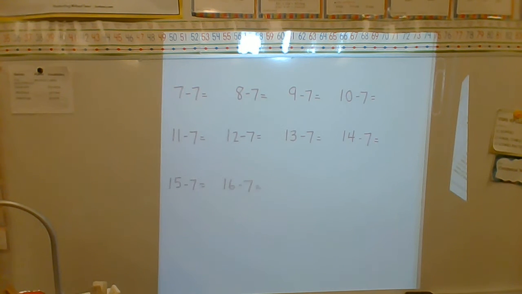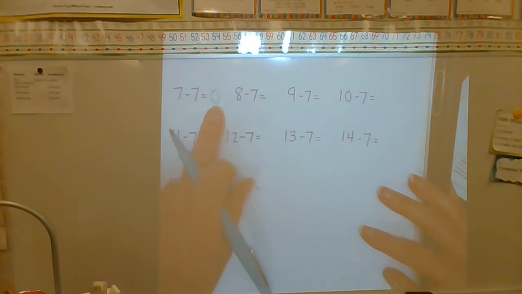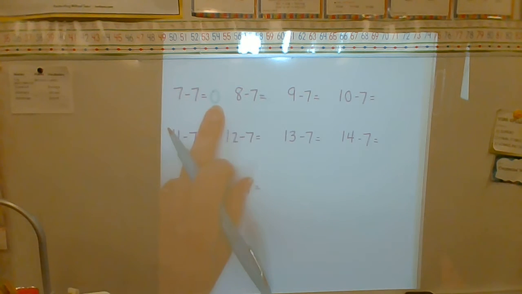When we take a look at these problems, can you tell me which of these problems has a difference of 0? Remember that the answer to a subtraction problem is called the difference. Which of these problems has a difference of 0? That's right. 7 minus 7 equals 0. Because what's different about 7 and 7? Nothing, or 0.